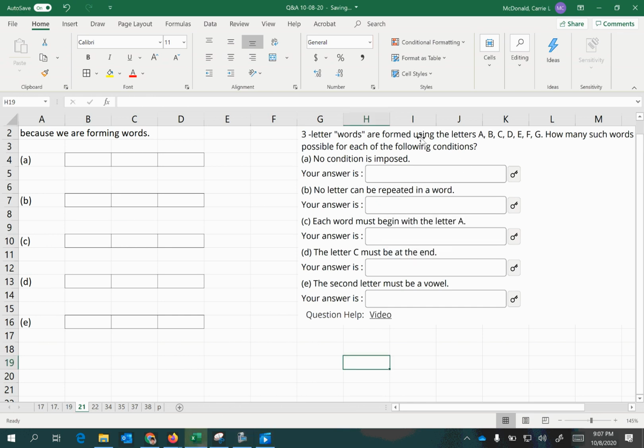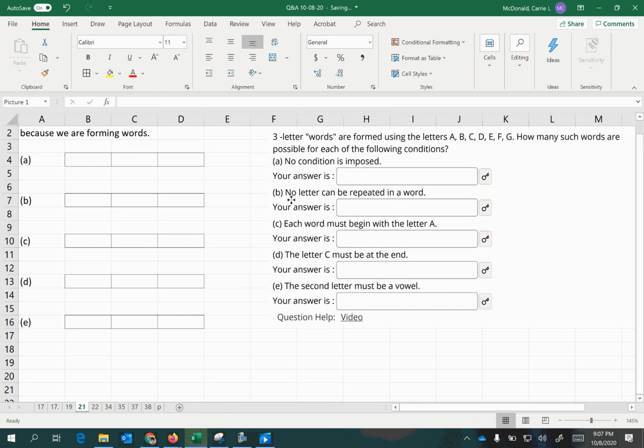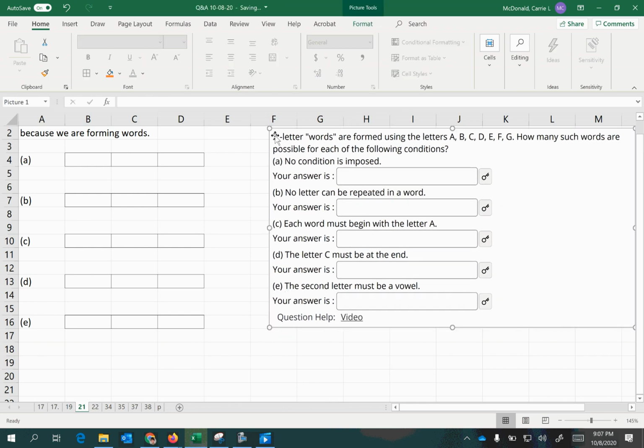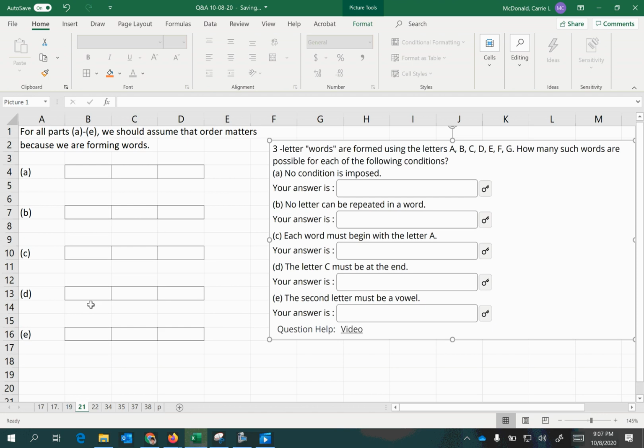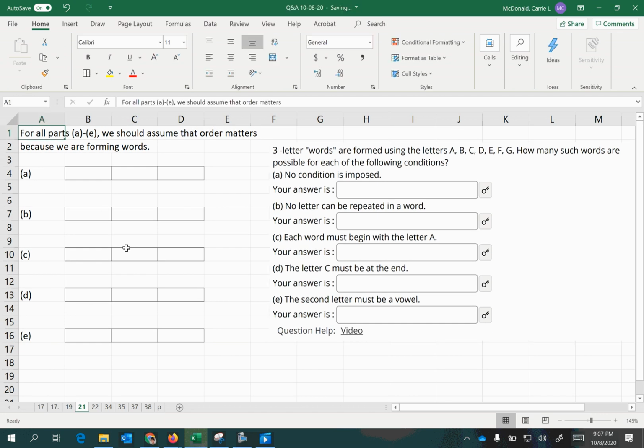Three-letter words are formed using the letters A, B, C, D, E, F, G. How many such words are possible for each of the following conditions? All right, so for all of these parts, we can always assume that order matters since they are words that we're forming.